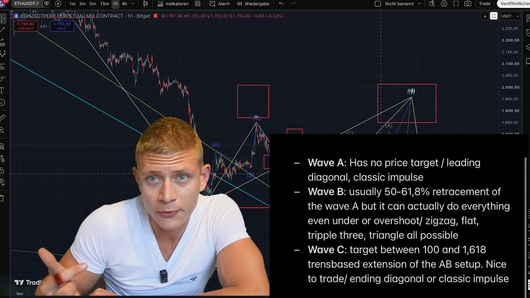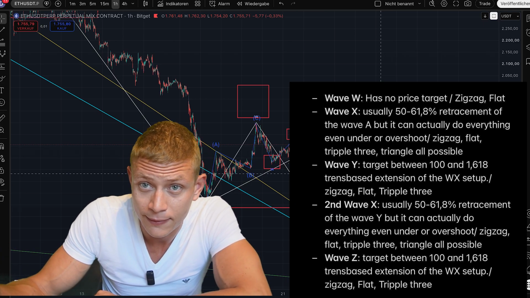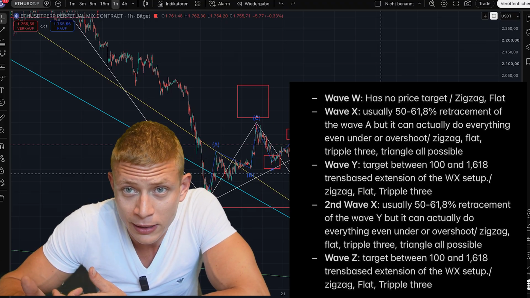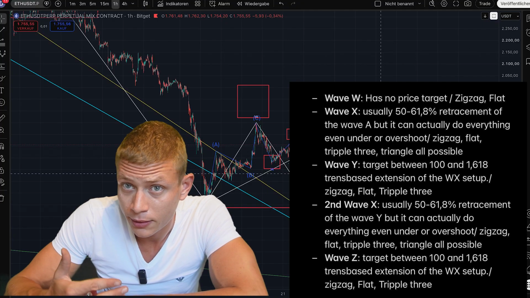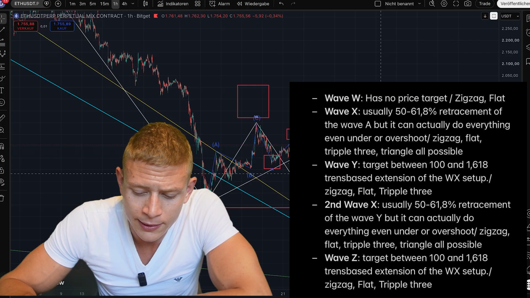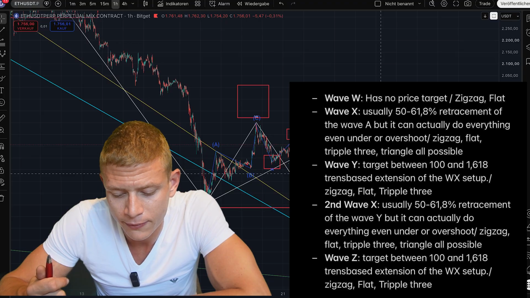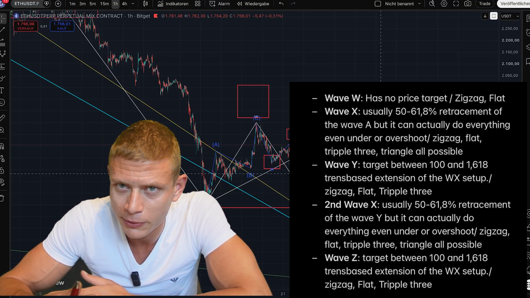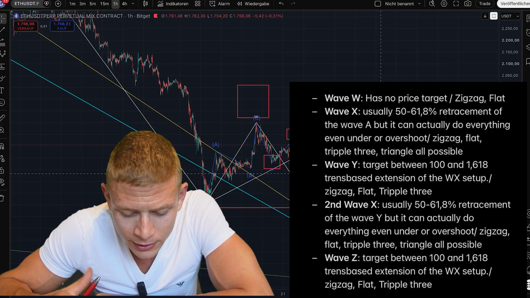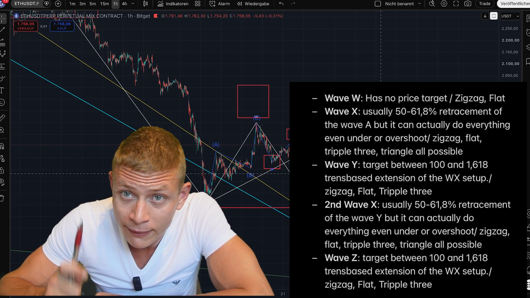So let's go over to the WXY, and also within that the WXYZ, because it has the exact same targets and exact same rules, so to say, just that the WXYZ has 2 waves more. But the wave W obviously has no price target since it's the first wave. We discussed this already in the previous 10 minutes. And it can happen as a zigzag or a flat. It can also happen as a triple three, but it's rare. A triple three within a triple three is not so common, okay? But zigzag or flat are the common things to happen in a wave W in this case, and it cannot be a triangle. It must not be a triangle.